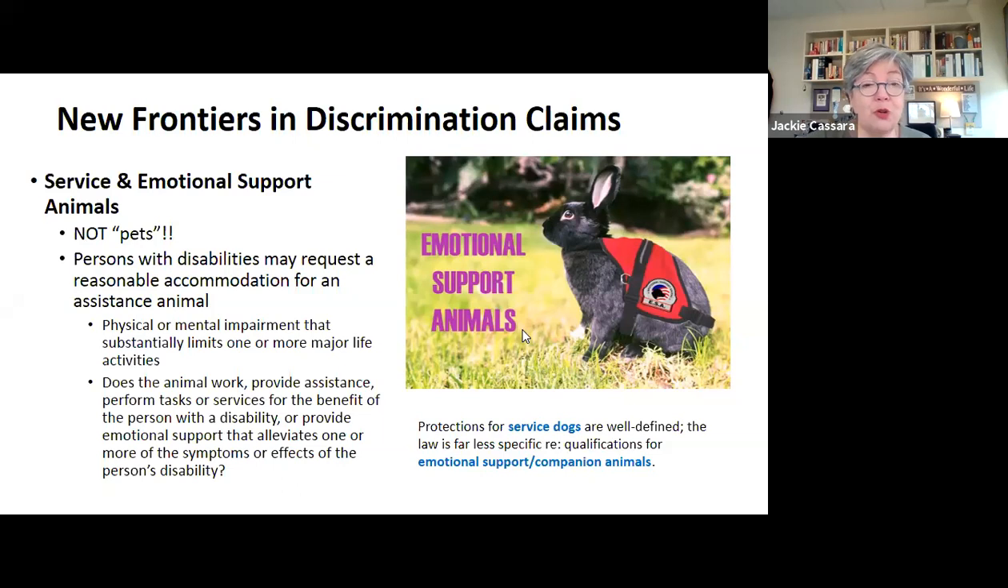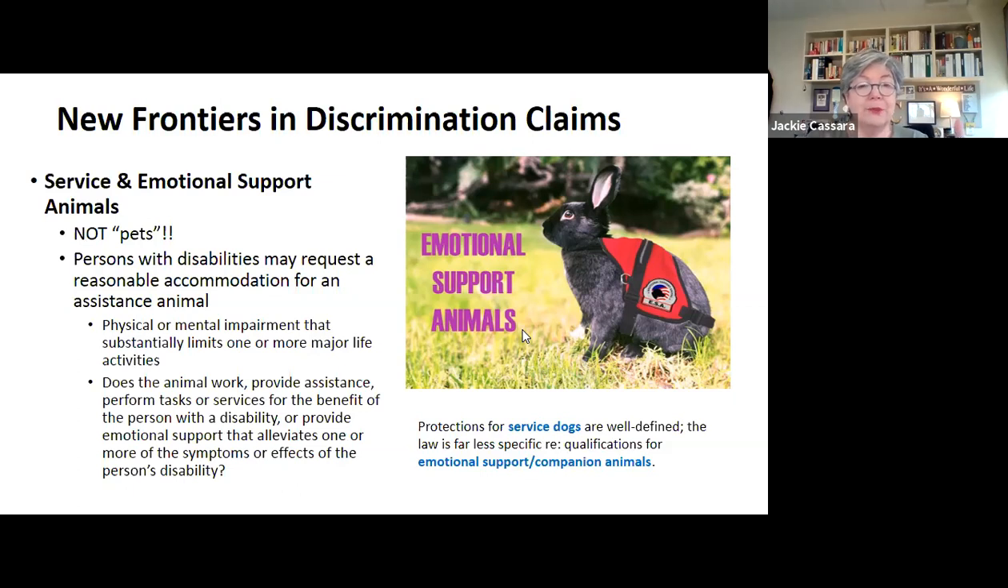But this physical or mental impairment that substantially limits what they can do within their major life activities, they may request appropriately that they receive what the law calls a reasonable accommodation for having that assistance animal with them.